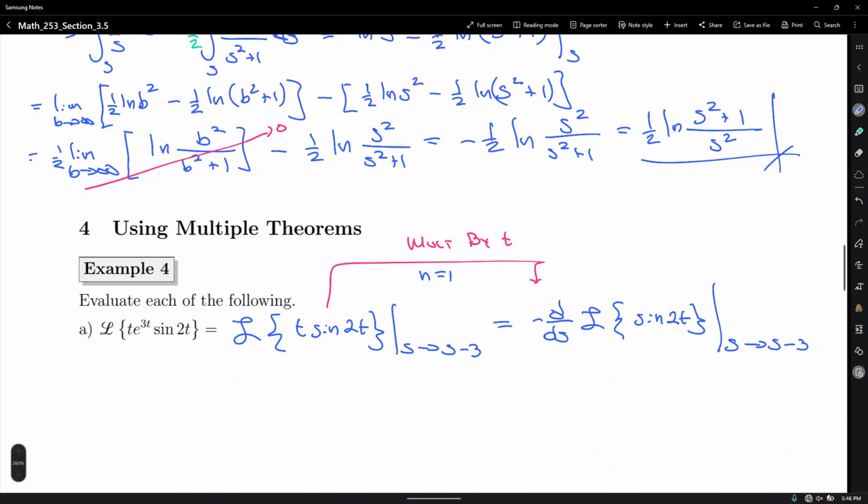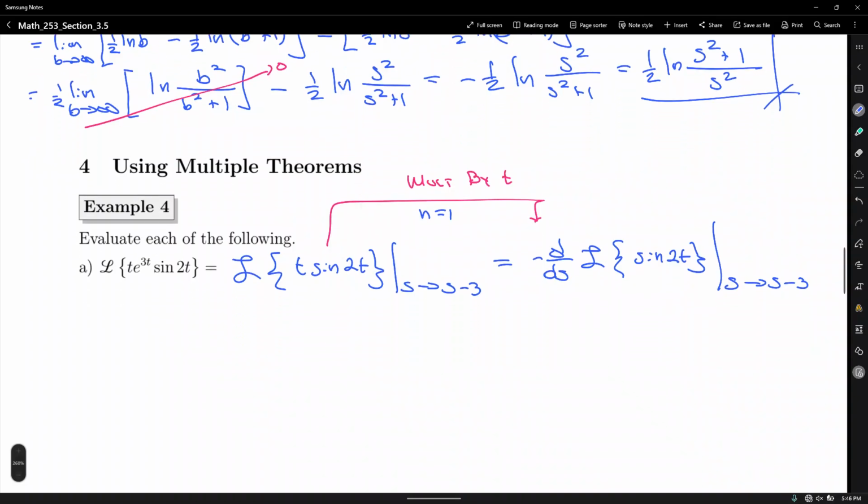Here we go. The Laplace transform of sine 2t, at this point, so negative d/ds times 2 divided by s squared plus 4. Whatever we get, s goes to s minus 3. Let's evaluate the derivative first, and then we do the shifting at the very end. The shifting is saved to the very end.